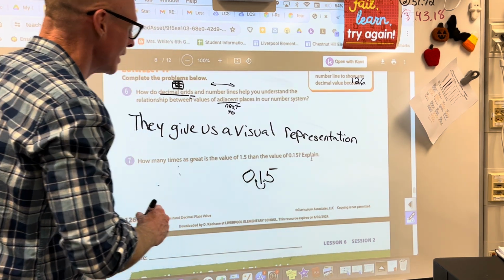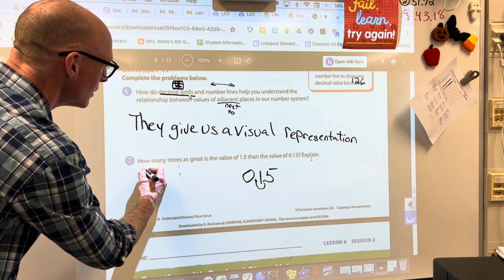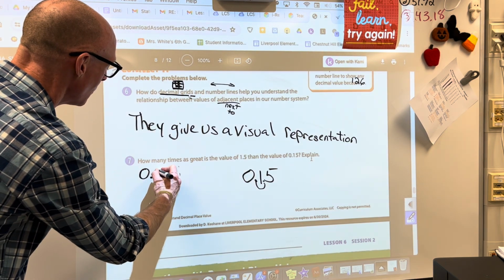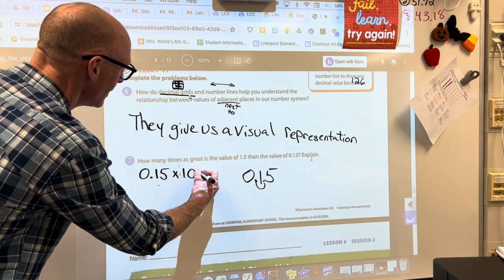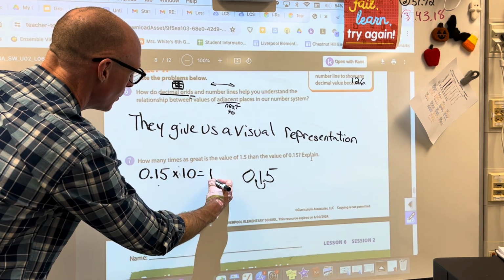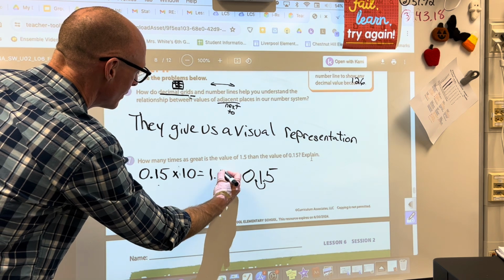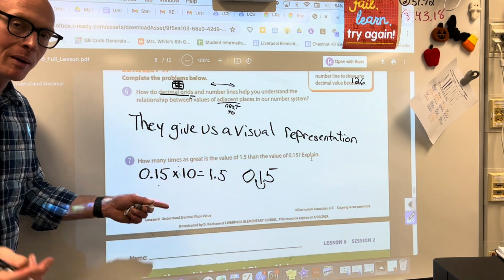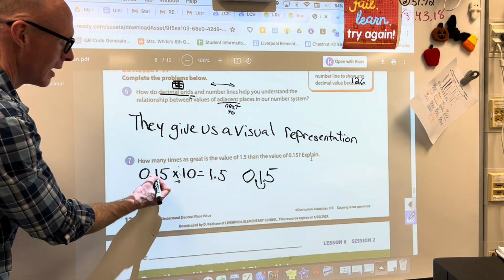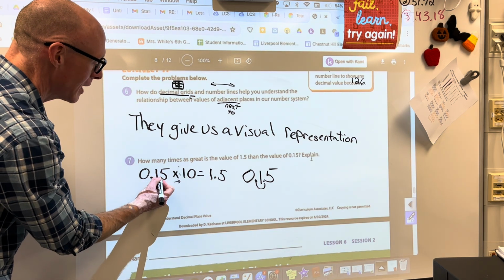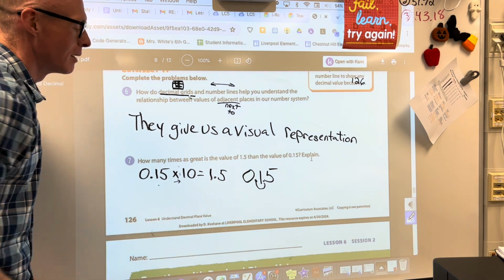So what we're going to write is 0.15 times 10 is equal to 1.5. Remember from before, times goes to the right. And we got to move the decimal one spot to the right. Boop, and we end up there.